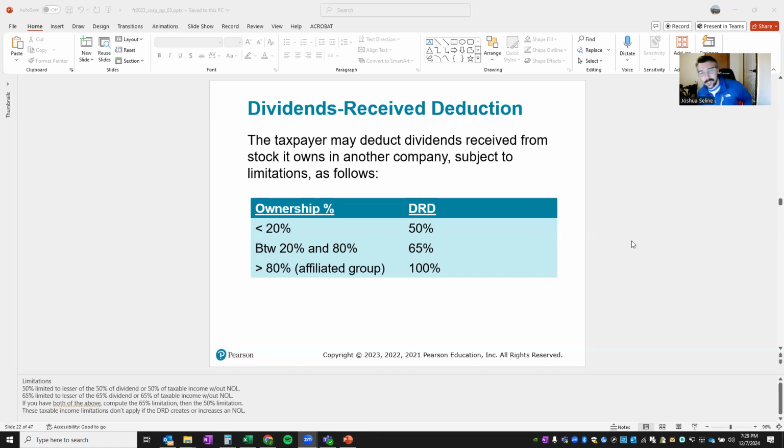Now what that means is if I own stock in another company and I get a dividend of 10,000, if I'm less than 20%, my deduction for that 10,000 would be 5,000, 50%. If my ownership is between 20 and 80%, it would be a $6,500 deduction. And if it's greater than 80%, then I would get a 100% received deduction, right? So I wouldn't recognize the dividend received of 10,000. It would be wiped out by the dividend received deduction. There are certain limitations that exist with this, which we'll get into, but this is generally how this works.